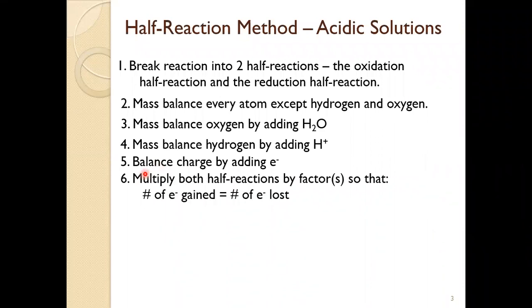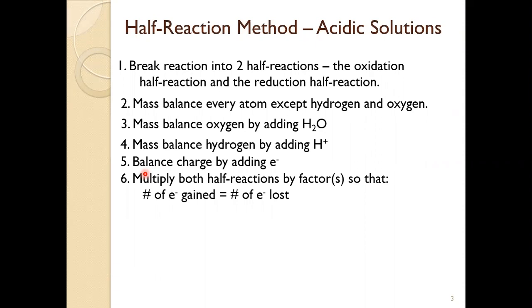Before we're able to recombine them, we have to make sure that we don't have excess electrons running around, electrons that we haven't accounted for yet. In other words, before I recombine them, I have to make sure that the number of electrons lost in the oxidation half reaction is the same as the number of electrons gained in the reduction half reaction. And if that already is the case, then there's nothing to do here. But what's most often the case is these numbers are different.